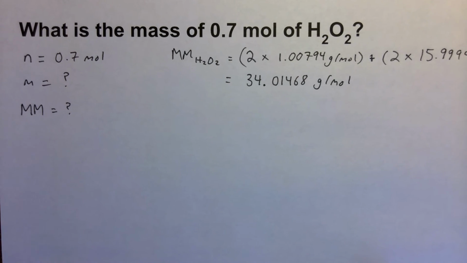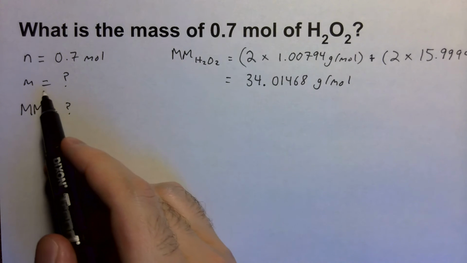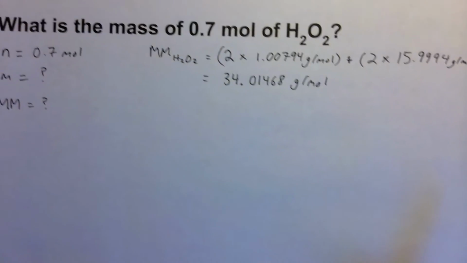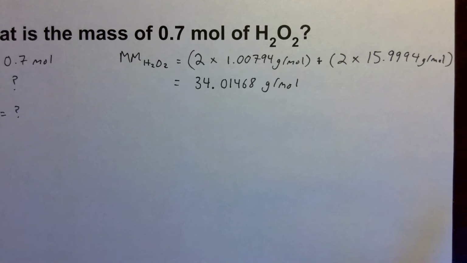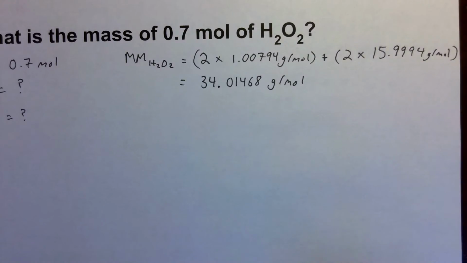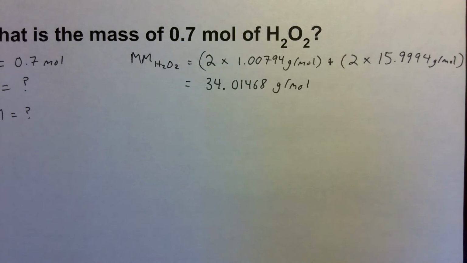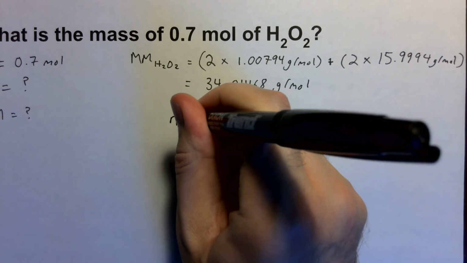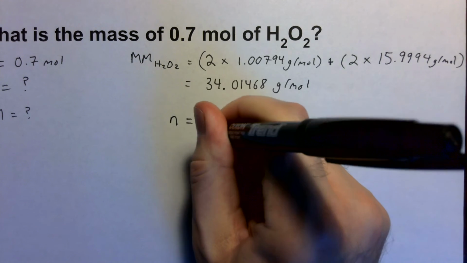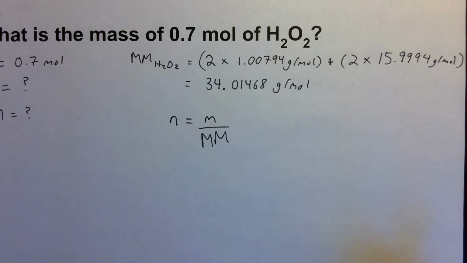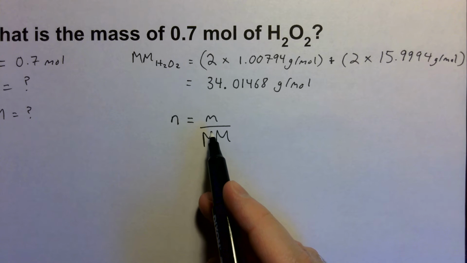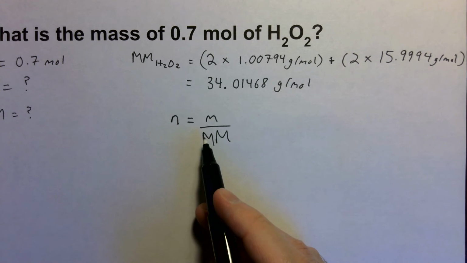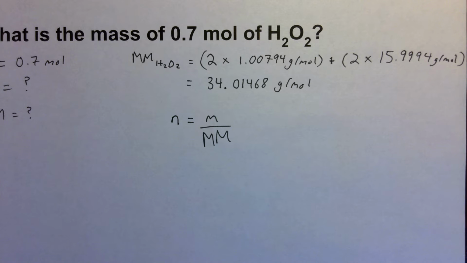So now if we look back over here, we know that we still want to find mass. So that's still our unknown. So we got to think to ourselves, okay, what equation has all 3 of these variables in it? And that would be our mole formula, where we know that moles equals mass over molar mass. We have to isolate m on its own to be able to solve for the mass, and this is something that we can do just with a little bit of algebra.